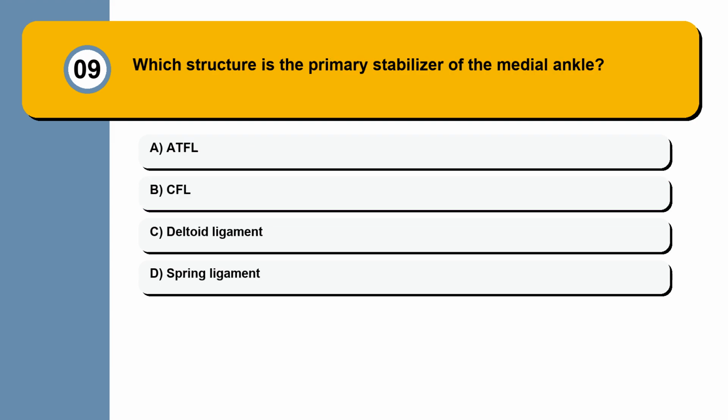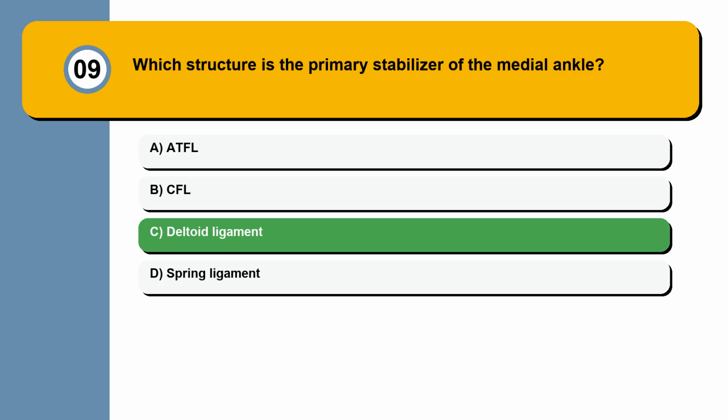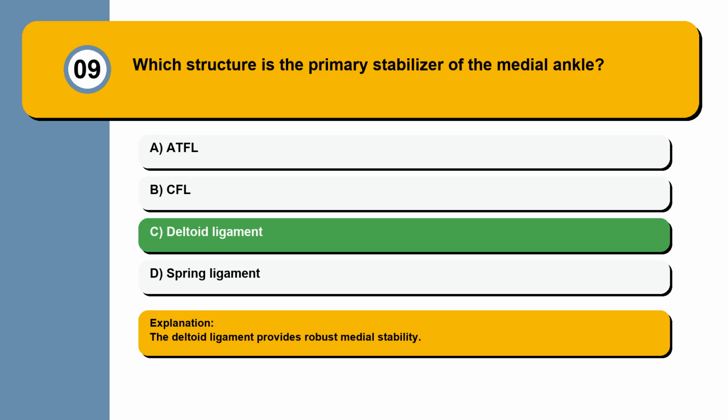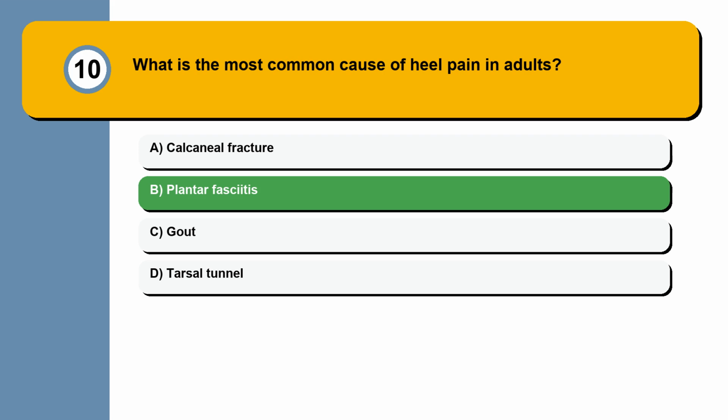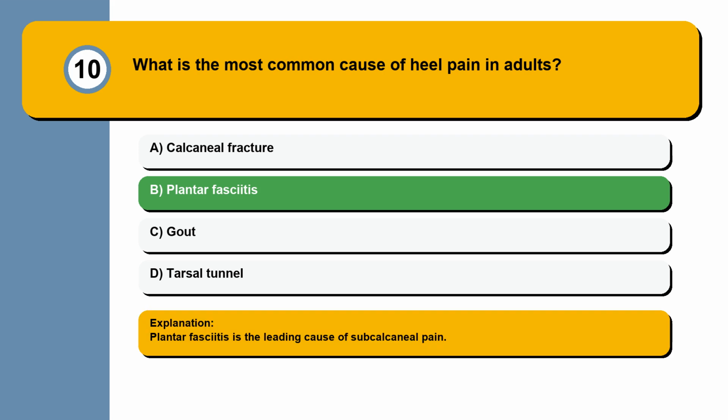Question 9. Which structure is the primary stabilizer of the medial ankle? ATFL, CFL, deltoid ligament, spring ligament. The deltoid ligament provides robust medial stability. Question 10. What is the most common cause of heel pain in adults? Calcaneal fracture, plantar fasciitis, gout, tarsal tunnel. Plantar fasciitis is the leading cause of subcalcaneal pain.